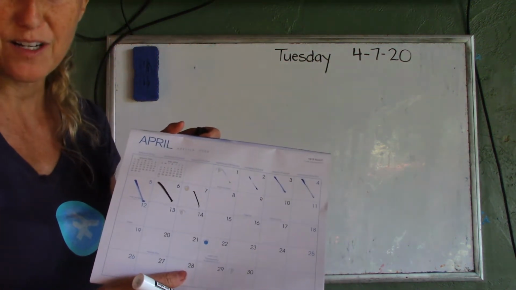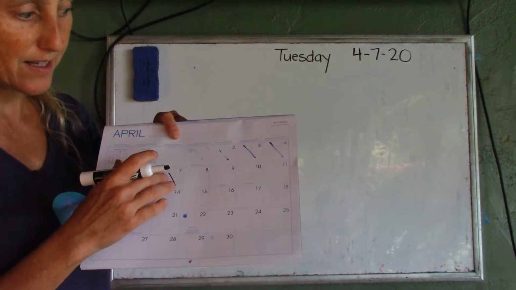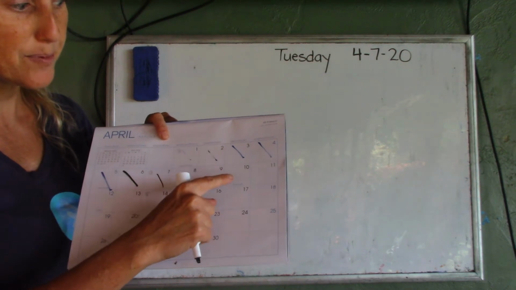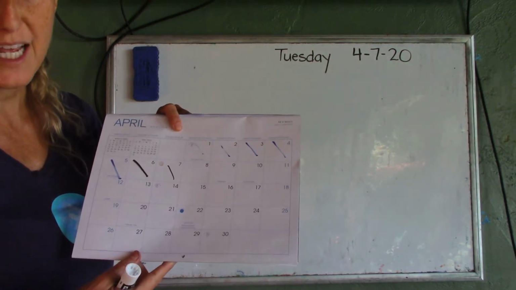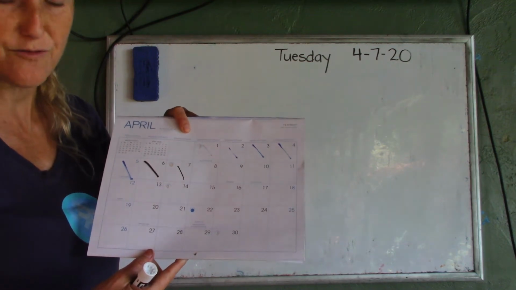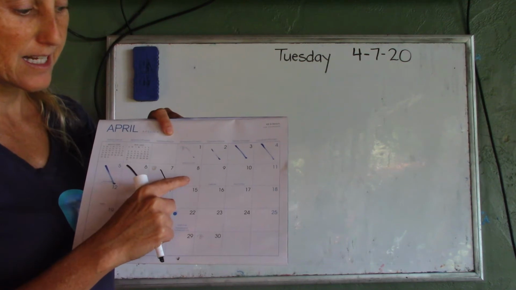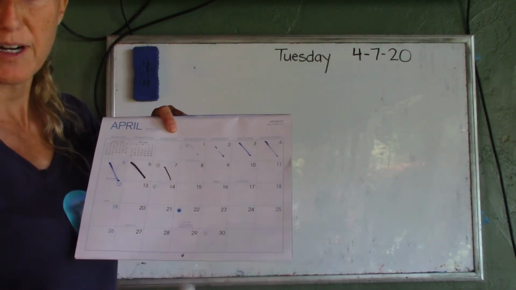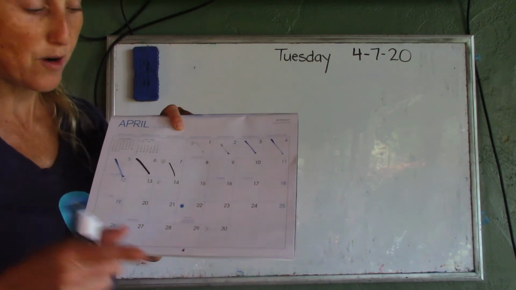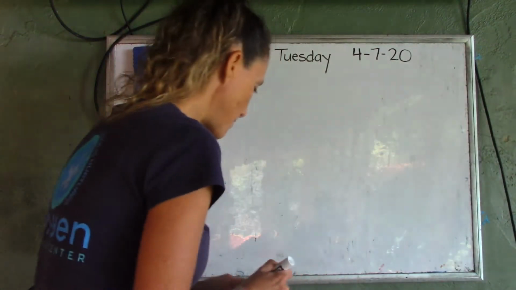Okay, let me ask you a little calendar question here. If today is April 7 and April 10 is Good Friday, how many more days do we have to wait until Good Friday? Let's count. We start on the next day. Not today, but we start counting on the next day. 1, 2, 3. So if you said 3, you are right. Good job, you guys.